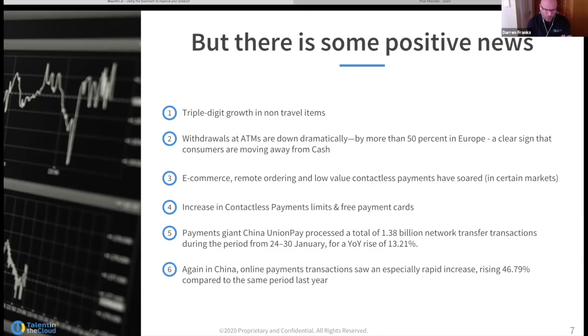We look at UnionPay, and I know we're going to talk about Paytm later, but we look at UnionPay now, and they've actually seen an increase as well. If you look at online payment transactions, there's a massive increase in China, nearly 50% compared to the same period last year. It'd be interesting to see how that number is reflected here, certainly on the African continent, but perhaps also in Europe as well.